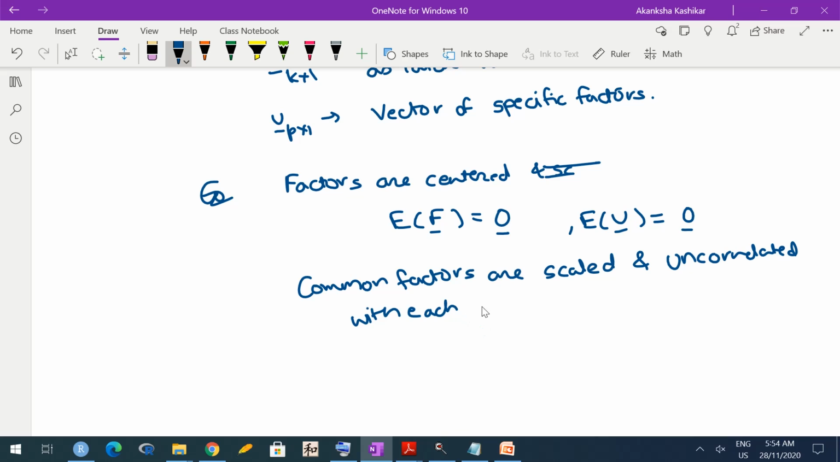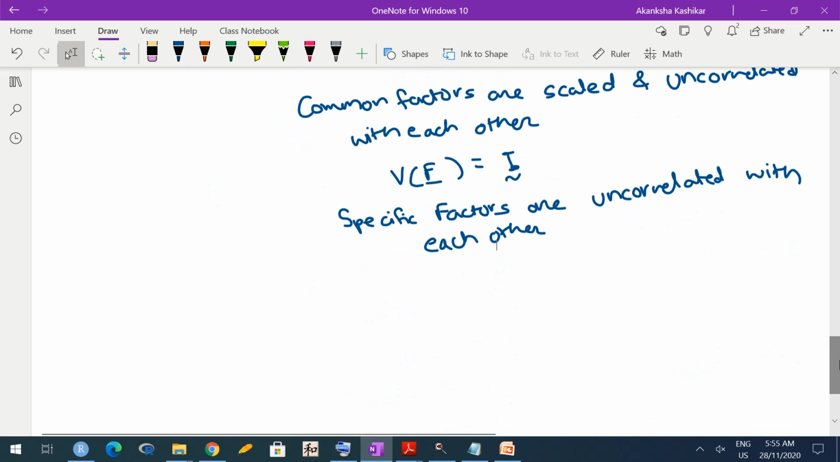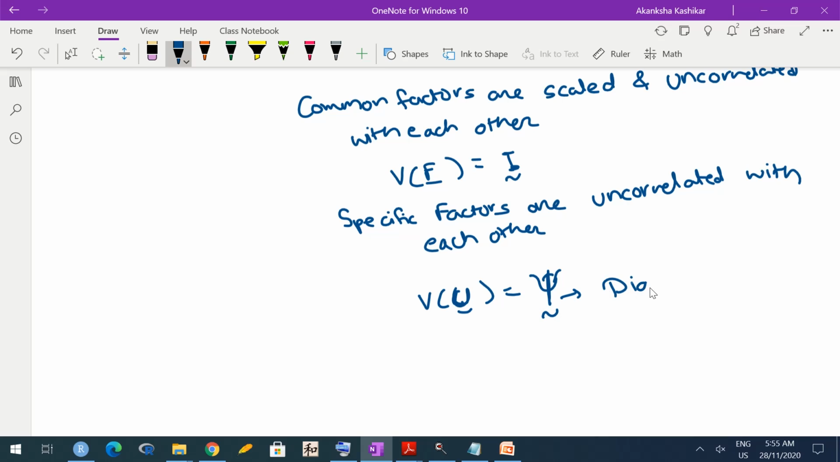So common factors are scaled and uncorrelated with each other. Hence, if I write variance covariance matrix of common factors, it becomes an identity matrix. And the specific factors, we say U are specific factors. They need not be scaled, but they are also uncorrelated with each other. Scaled means their variance need not be 1. So we write variance covariance matrix of U as a diagonal matrix. The correlation is 0, but variance values can be different from 1. So variance covariance matrix of U is a diagonal matrix, which is generally denoted by psi.